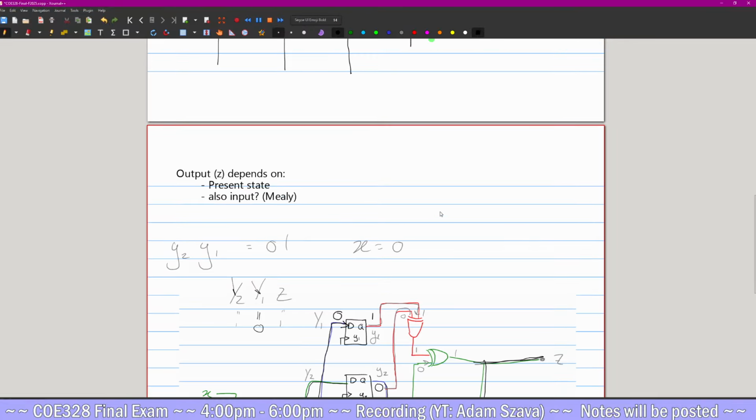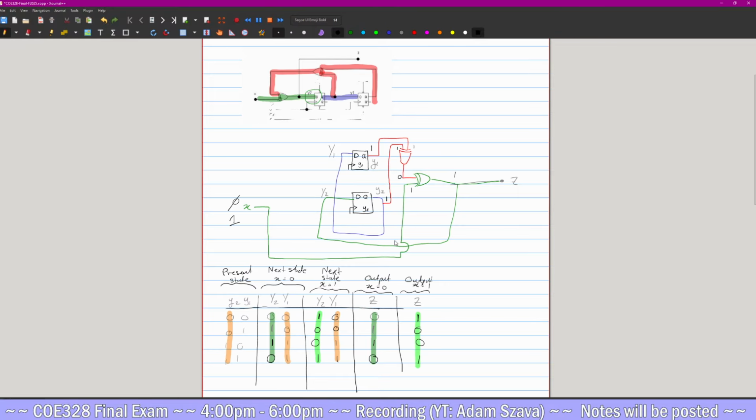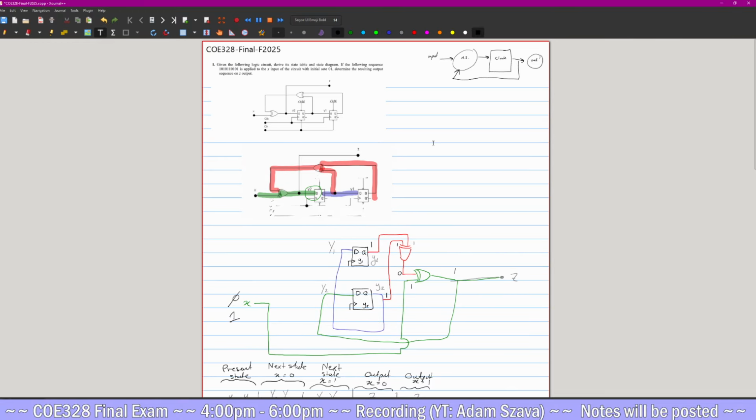Okay, so we'll just keep moving. So that's our state table. I know I just said a lot of numbers, but hopefully the process is what makes the most sense here. Let's review the process. We were given a circuit.